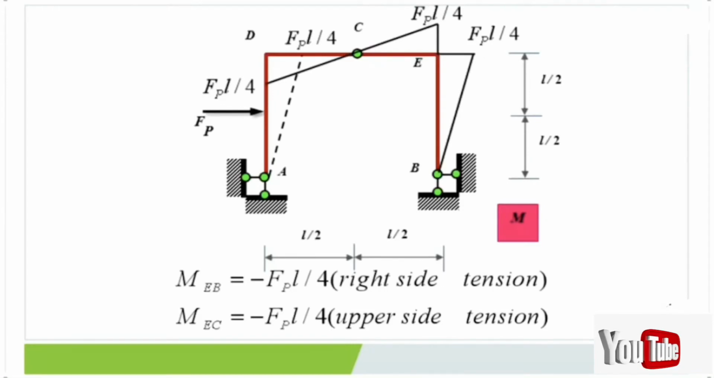For the AD part, there is a concentrated load FP acting on it. So we could take this dashed line as a baseline and superimpose such a polyline. Here this value is 1/4 of FPL. Then we obtained the bending moment diagrams for each part.